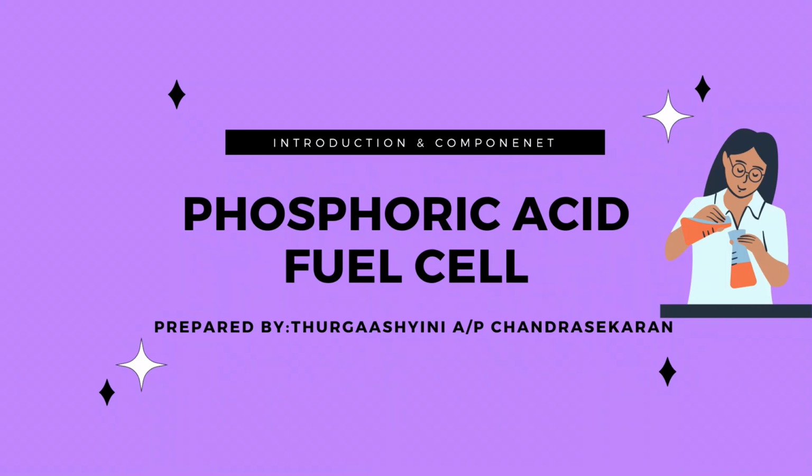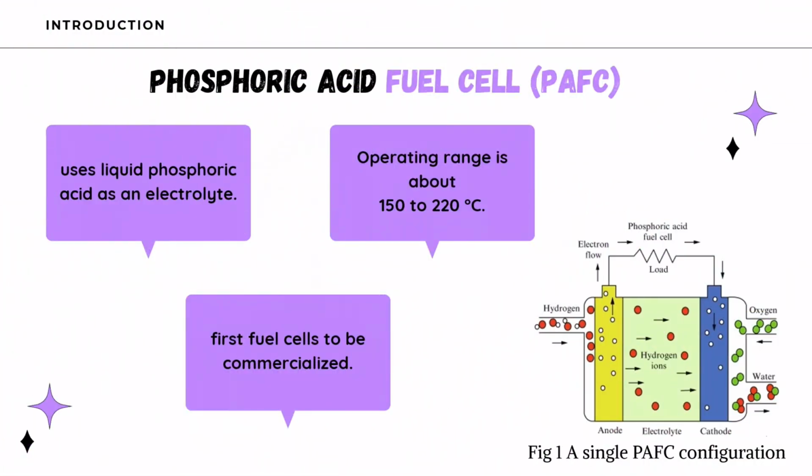So now I would like to present the introduction and the components of the phosphoric acid fuel cell. Let me start with the introduction. Basically, phosphoric acid fuel cell is a type of fuel cell that uses liquid phosphoric acid as an electrolyte.